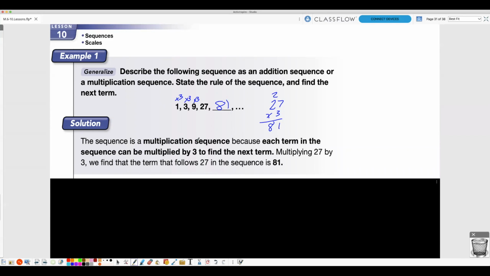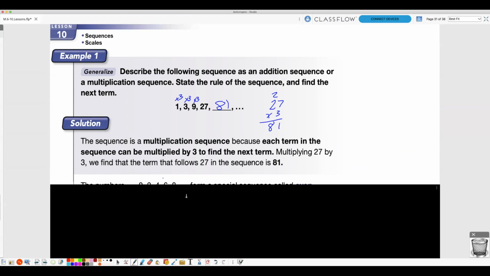So it's a multiplication sequence because each term can be multiplied by 3 to find the next term. Multiplying 27 by 3, we find the term that follows 27 in the sequence is 81.